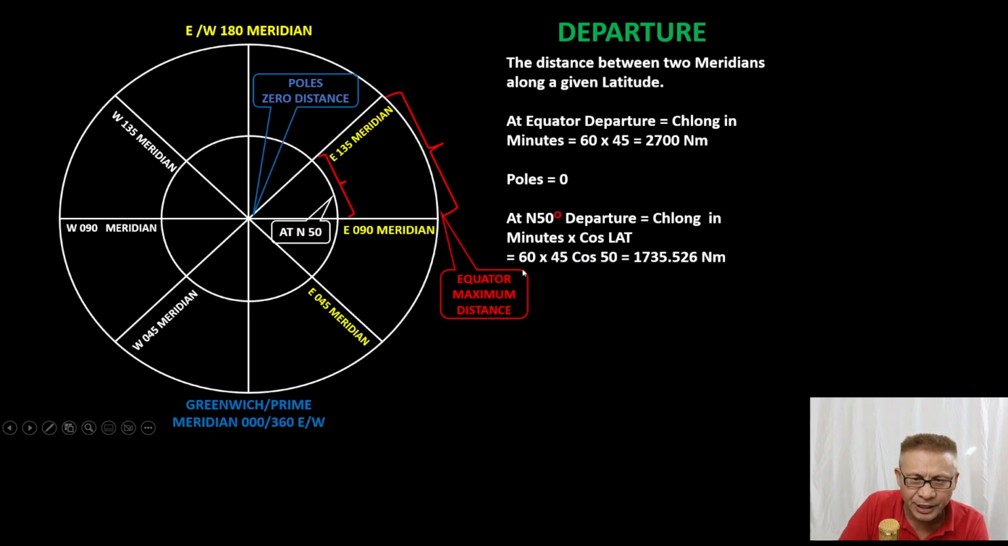If we assume this is at 50 degrees north, then 60 to convert into minutes, into 45 degrees change in longitude, into cosine of 50 degrees, it will be 1735.526 nautical miles. So the distance between these 2 meridians at the equator was 2700 nautical miles, whereas at 50 degrees north or south, the distance between these 2 meridians will be 1735.526 nautical miles. This figure, the 2700 or 1735.526, is nothing but the departure, which will finally be 0 at the poles.